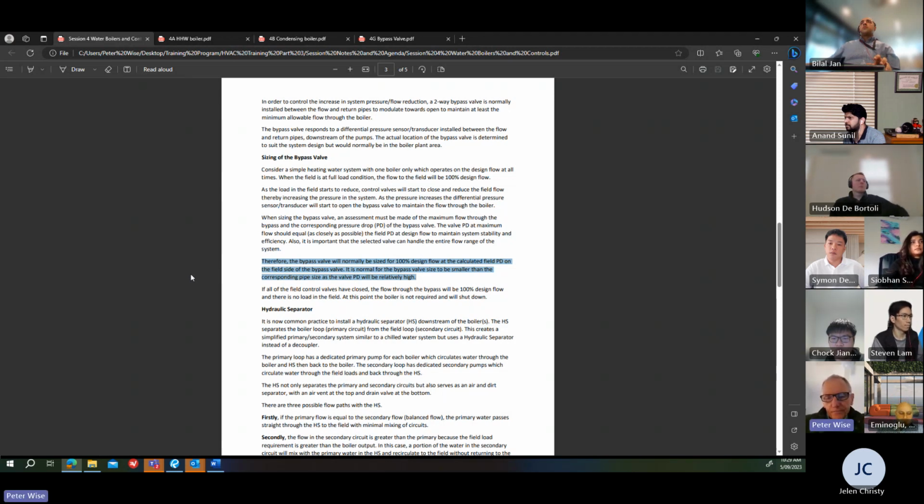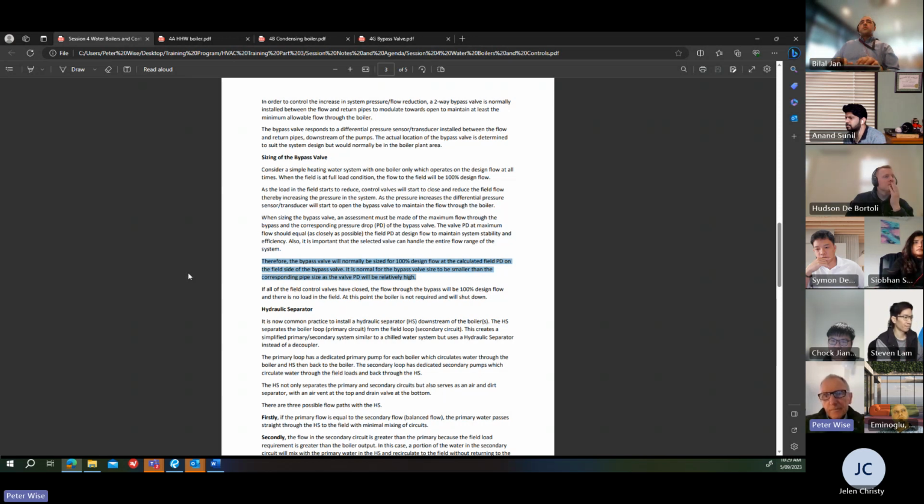So let's say you've got a pipe size of 100 millimeters going out to the field and a flow rate of 10 litres a second is your design. Then the bypass valve will have to be capable of handling 10 litres a second, but at the same pressure drop as what the field is handling. So you might have a pressure drop of, say, 200 kPa in the field. So the pressure drop through the bypass valve will have to be 200 kPa, and therefore your bypass valve might be only a 50 millimeter valve.